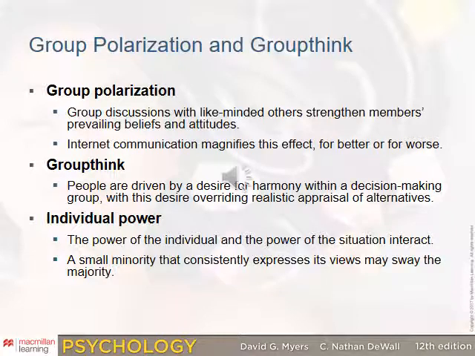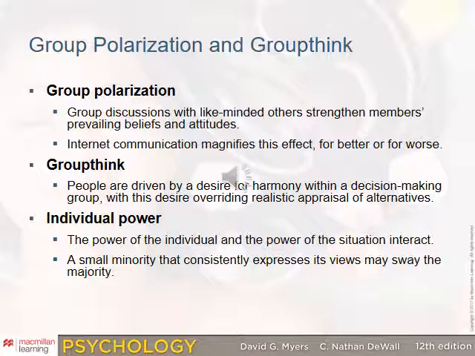Group polarization and groupthink. Group polarization is an example of an important phenomenon in social psych, and is observable in many different contexts. For example, a group of women who hold moderately feminist views tend to demonstrate heightened pro-feminist beliefs following group discussion. Internet communication magnifies this effect for better or for worse. You'll see a lot of this when people get a little comfortable and have strengthened beliefs, even though they might have just stayed in the moderate area.